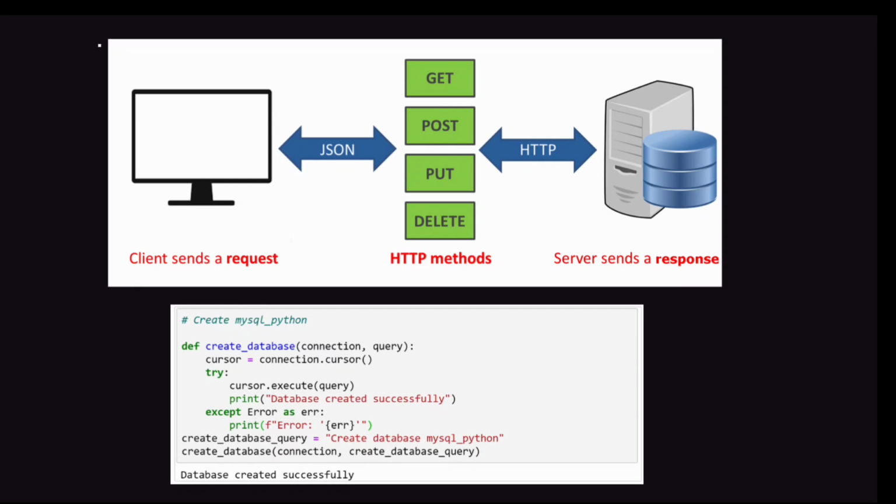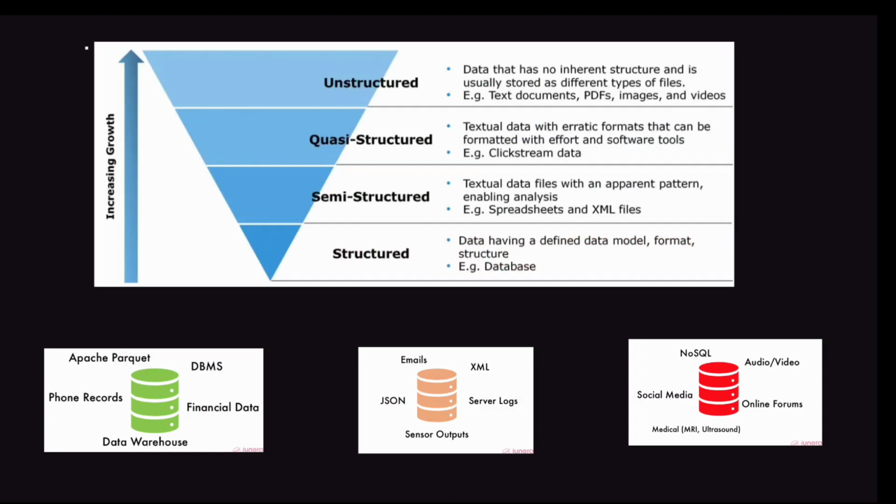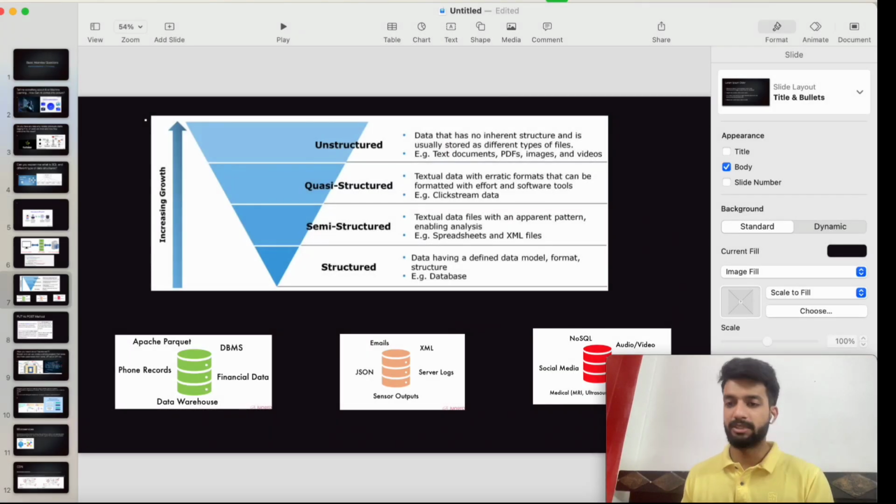Which type of data is JSON? There are mostly four types of data, or you can say primarily three types of data. The data types are unstructured data, semi-structured data, structured data, and quasi-structured data. So JSON comes under semi-structured data. JSON, Excel, XML files come under semi-structured data.